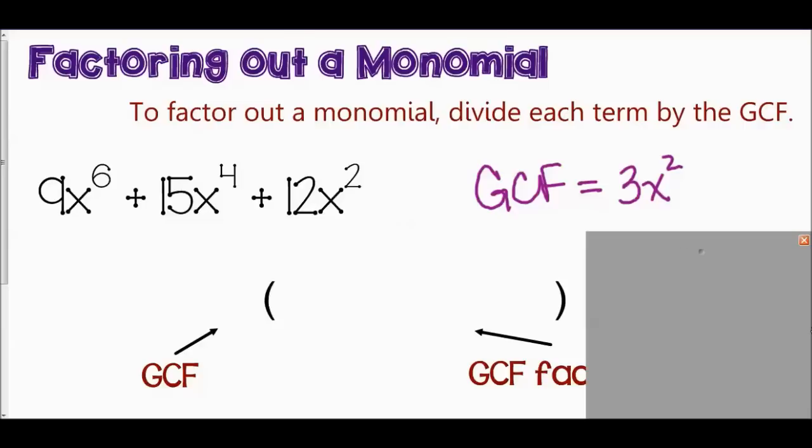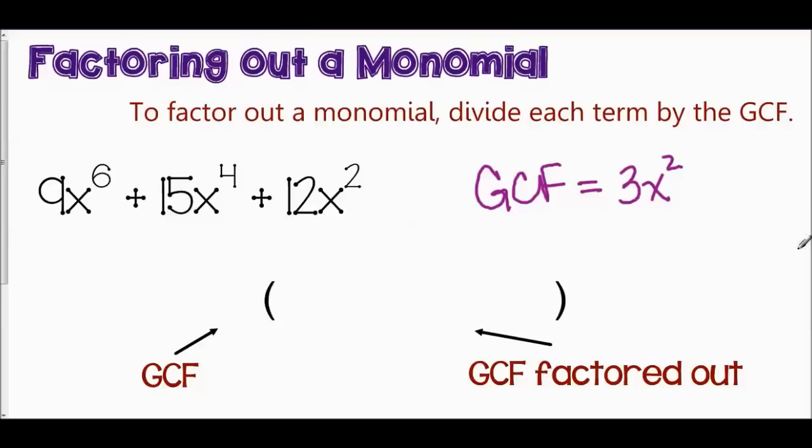So what I do now is I'm going to factor it out. I'm undoing the distributive property. So what is outside the parentheses is the GCF. So 3x squared goes outside the parentheses. Then inside the parentheses, I'm factoring out that GCF, which means I'm dividing it out. Since I'm undoing distributive, which is multiplying, I'm going to divide. 9x to the 6 divided by 3x squared would be 3x to the 4th.